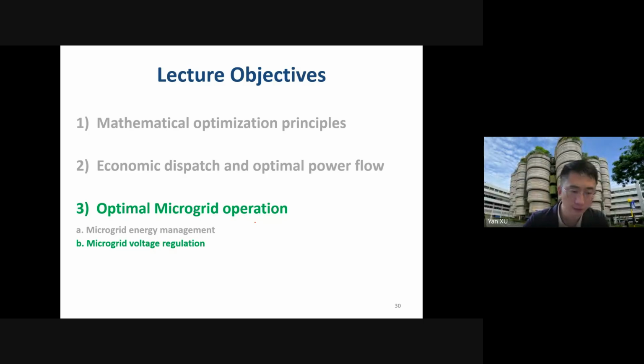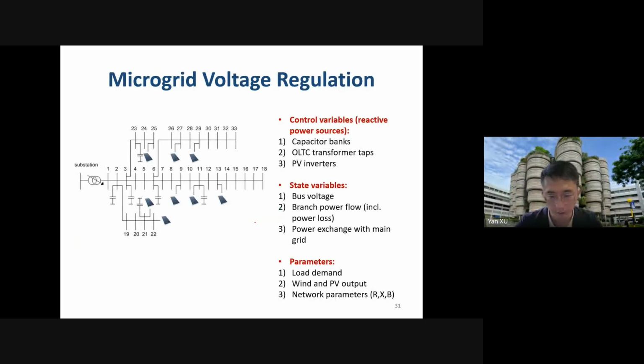Now, after that, the voltage regulation. Voltage certainly is also an important technical parameter in the power network. So how can we control the voltage? We remember that the voltage is not directly controlled because essentially they are state variables. What we can do is to control the reactive power sources, including the capacitor banks, the transformer tap changes, as well as the inverters of the solar PV system.